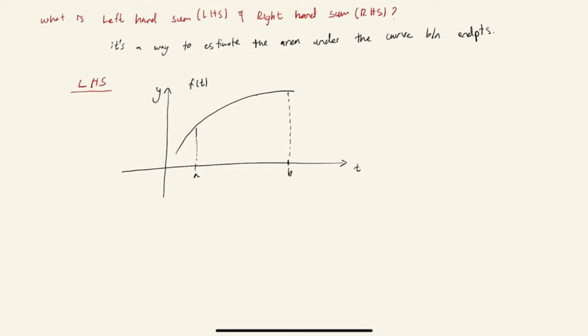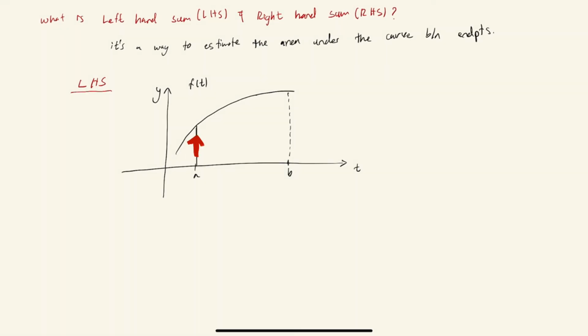So again, what's the left-hand sum and what's the right-hand sum? It's a way to estimate the area under the curve over an interval. Here in this case, we have this function of t, which is an increasing function, and we want to estimate the area going from a to b under the curve. Here we're going to first use the left-hand sum.